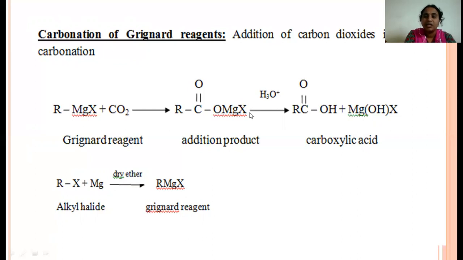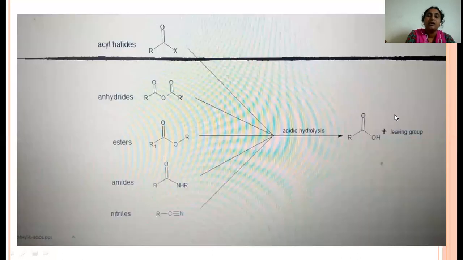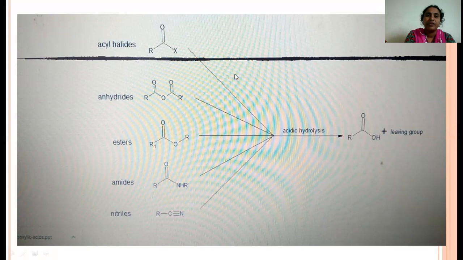On further hydrolysis, this bond will break. This C=O–MgX bond undergoes cleavage and produces the carboxylic acid as well as magnesium hydroxy halide, which is the byproduct. Like this, we can prepare carboxylic acids from different methods.